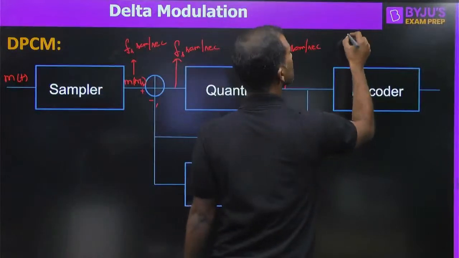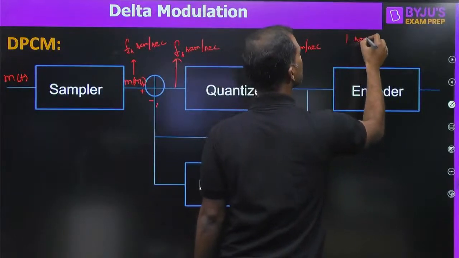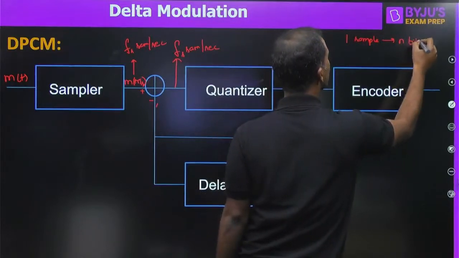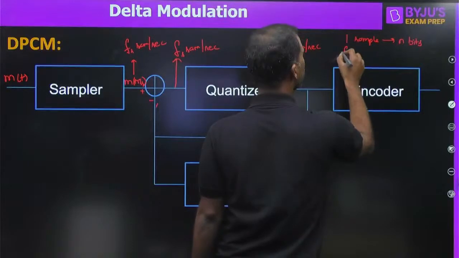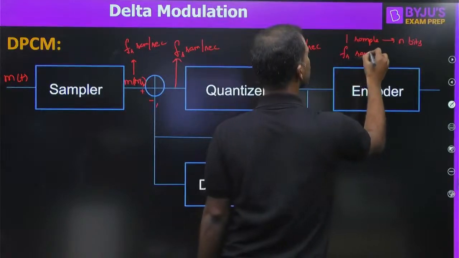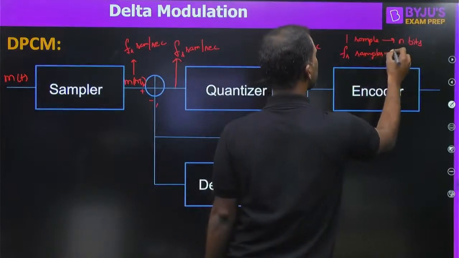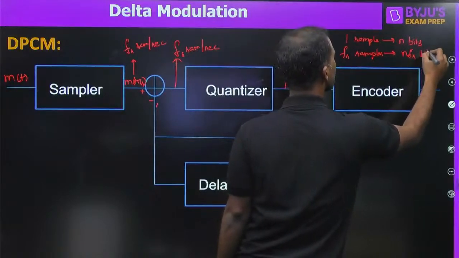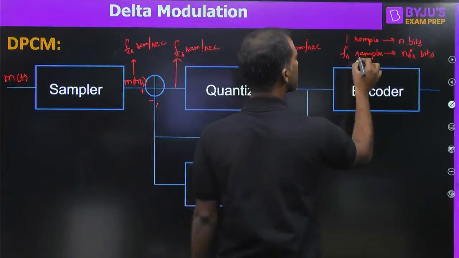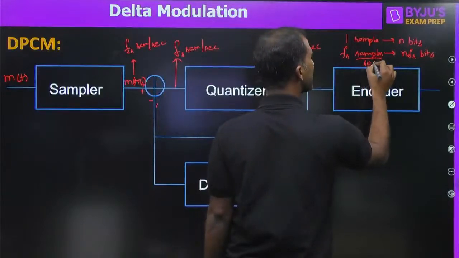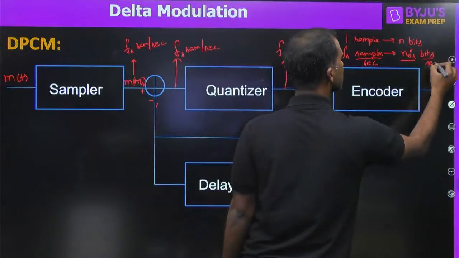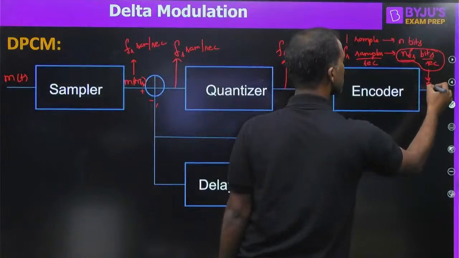Encoder does conversion of one sample, every sample, into n bits. So if we are having fs number of samples, they will be converted to n fs bits. But we are not having fs number of samples, we are having fs number of samples every second. So we are going to have n into fs number of bits every second.